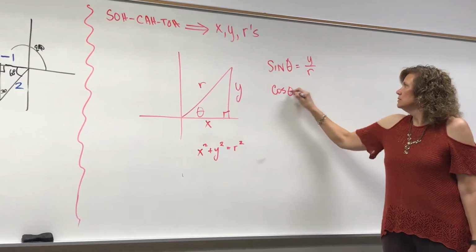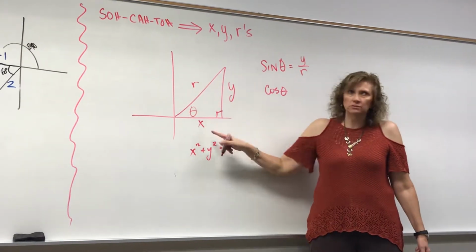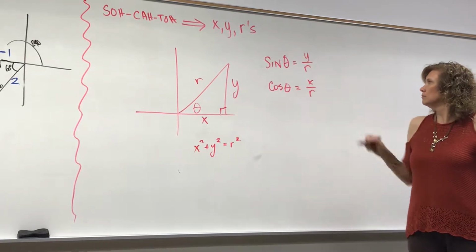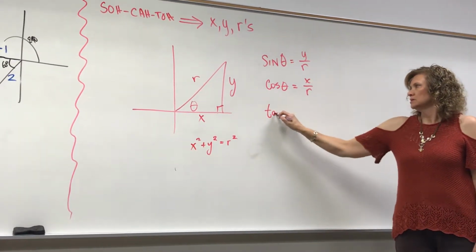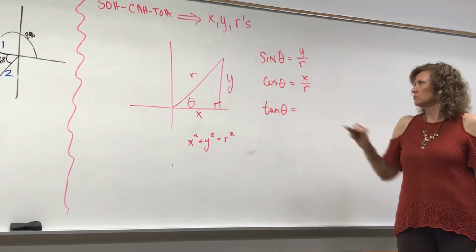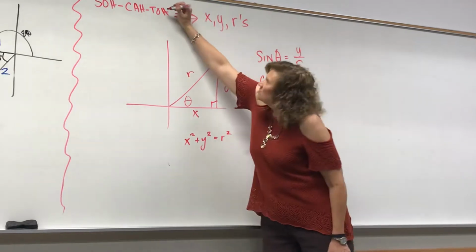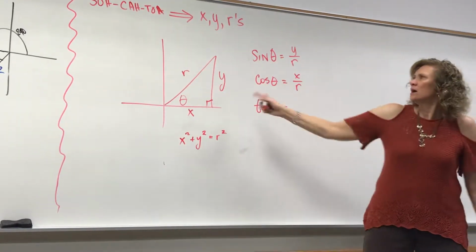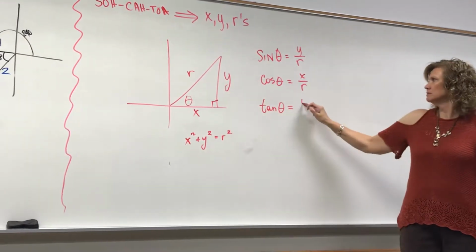Cosine is adjacent over hypotenuse, so it's going to be x over r. Tangent, opposite, oh yeah, this is an A, not an H. Okay, opposite over adjacent, so it's going to be y over x.